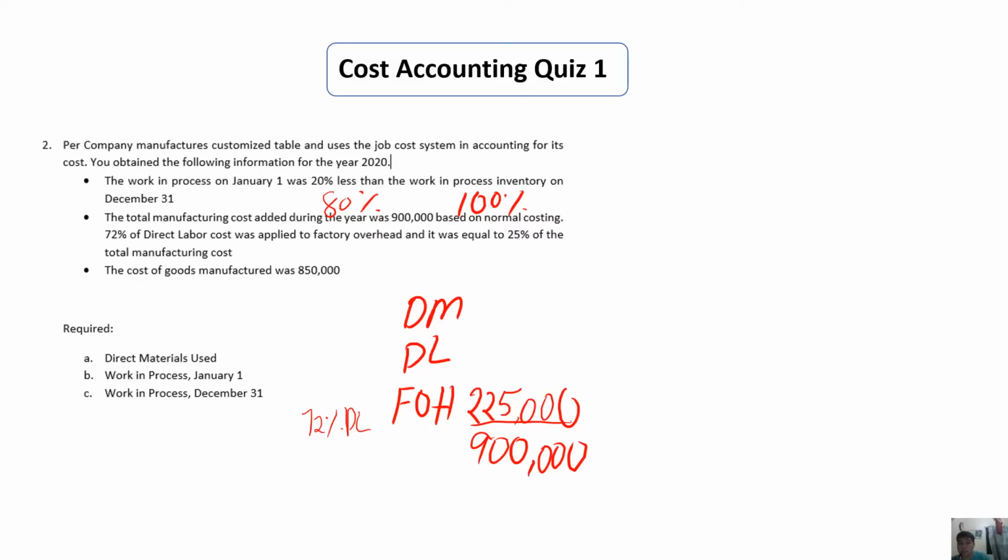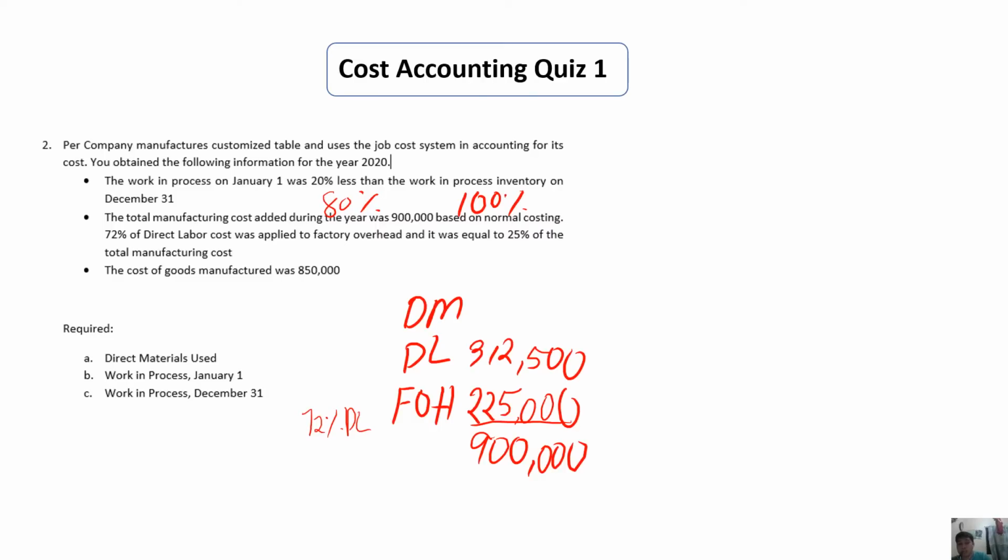Okay? Dahil given na ang ating factory overhead applied which is 225,000 pesos, pwede na po nating balikan yung ating kaninang statement na sinasabi doon na 72% of direct labor will be applied to factory overhead. Given na yung 72%, ang nawawala na lang po is yung ating 100% which is the direct labor. So para makuha ang direct labor, 225,000 divided by 72%. Ang lalabas na result doon ay 312,500. So 312,500, that will be our direct labor.